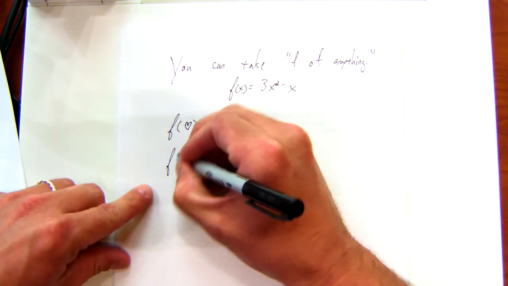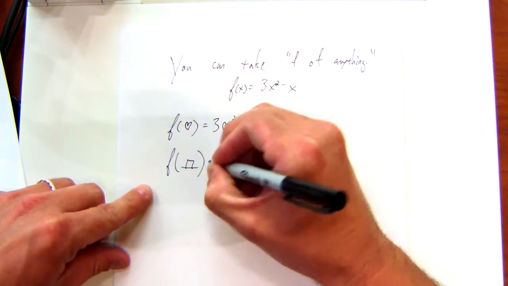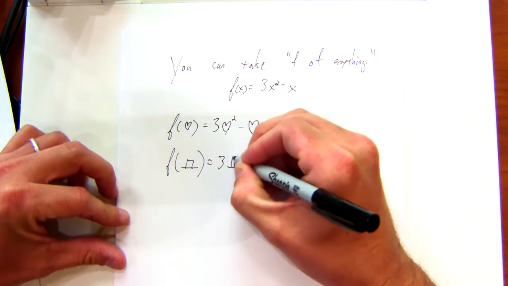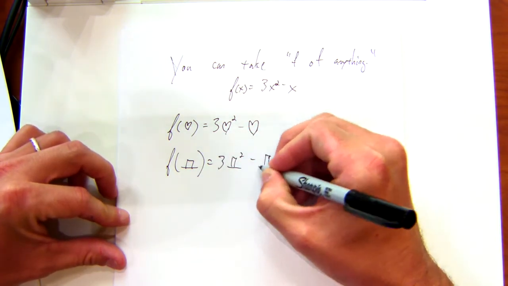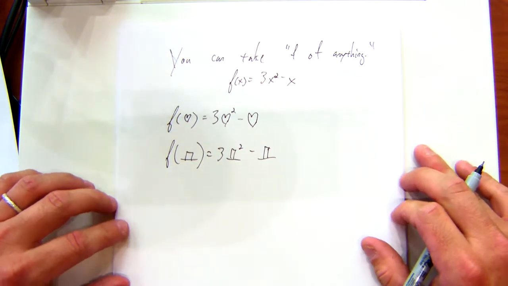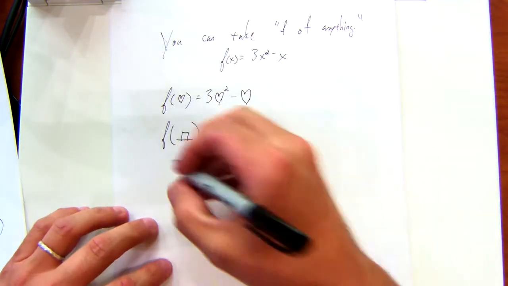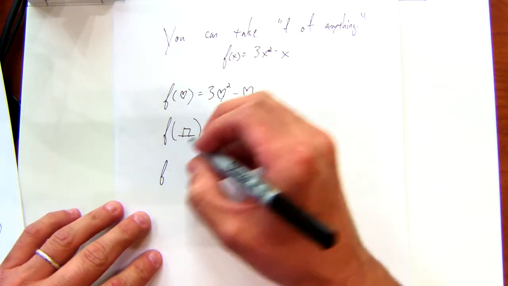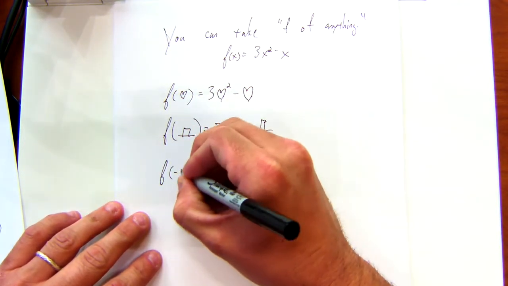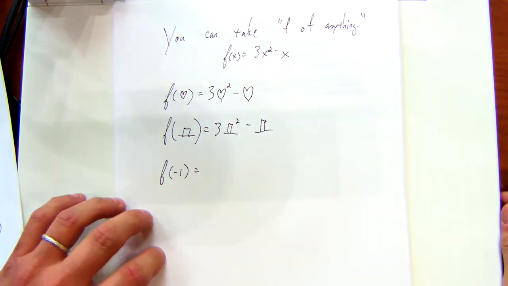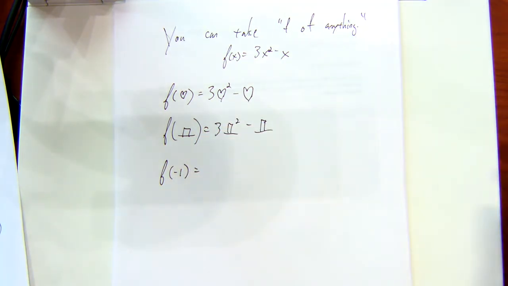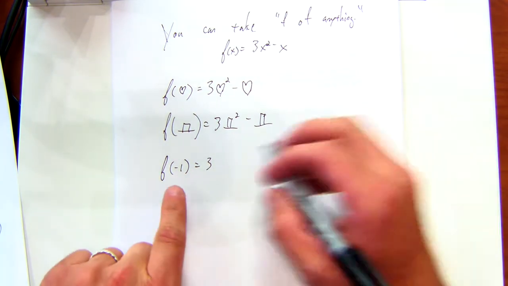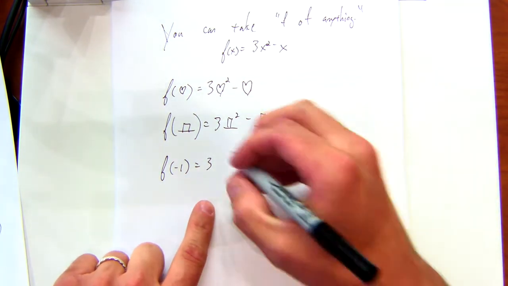So you guys try it. What's f of a hat? 3 hat squared minus a hat. Okay? Now, one of the reasons why I'm doing this is so now this might seem a little bit easier. What is f of negative 1? Just tell me what to write, and then we'll calculate it out.